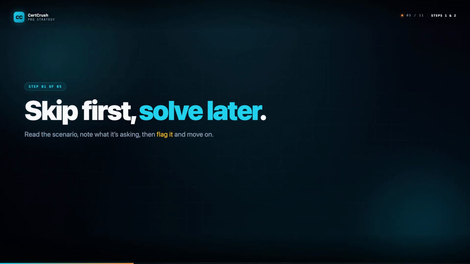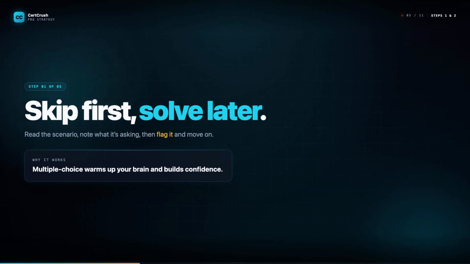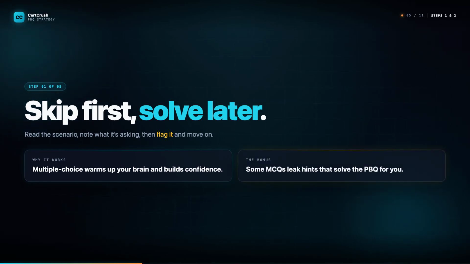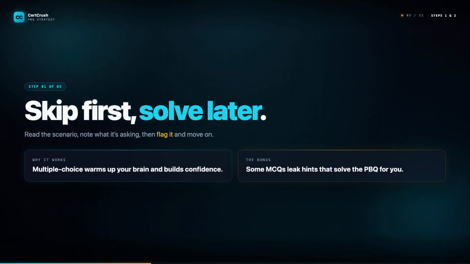Why? Because multiple choice questions warm up your brain, build your confidence, and crucially, some of them will actually give you hints and context that help you solve the PBQs when you come back. It happens more often than you'd think. You'll answer a multiple choice about port numbers, then return to a PBQ that asks you to build a firewall rule, and suddenly the answer is obvious. Let me say that again. Do the multiple choice first. Come back to the PBQs with a warmed-up brain and free information.